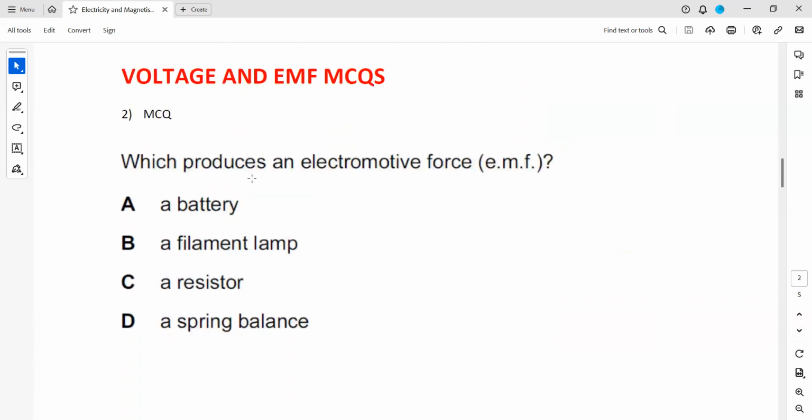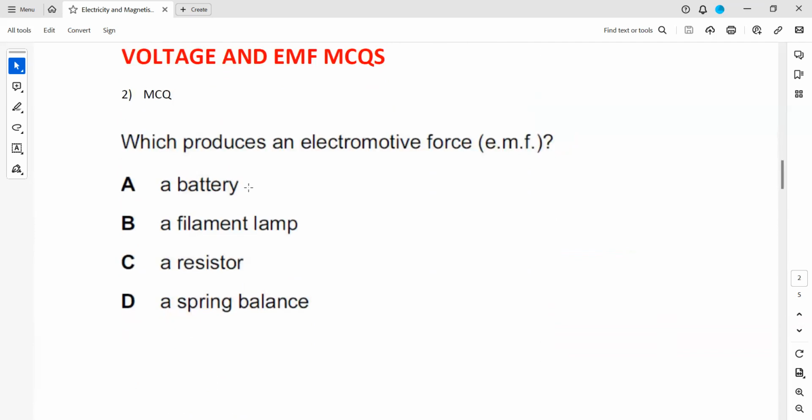Now, MCQs related to voltage and electromotive force or EMF. The question is, which produces an electromotive force or EMF? EMF, electromotive force, is the work done on unit charge to move the charge around a closed circuit. So what produces EMF? A battery or a cell produces EMF. That's why option A is the right answer for this.